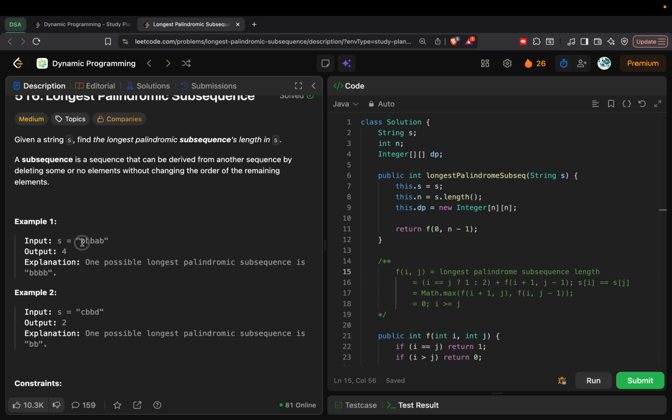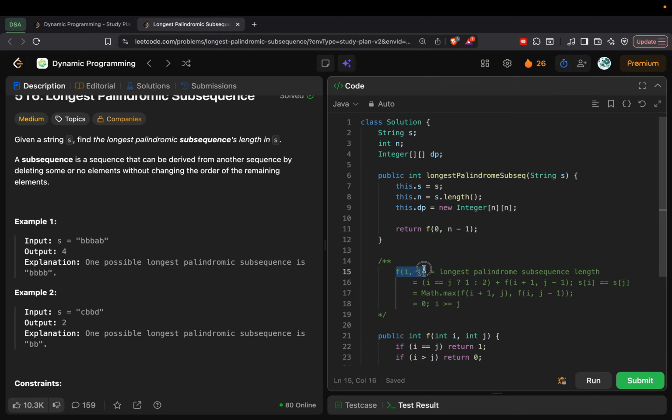Okay, if you see, this is the string. bab is a subsequence, and bab is also a subsequence, b is a subsequence, you can say b and b is a subsequence, right? So we have to find the longest palindromic subsequence among all the possible subsequences. We have to return the length of the longest palindromic subsequence.